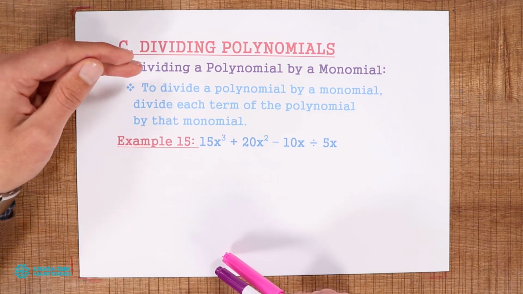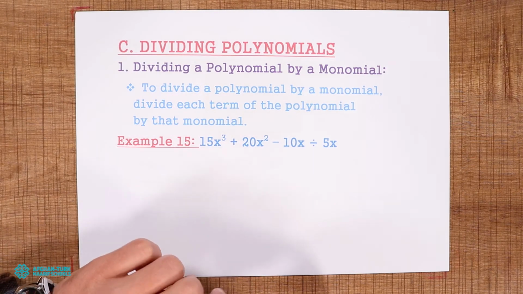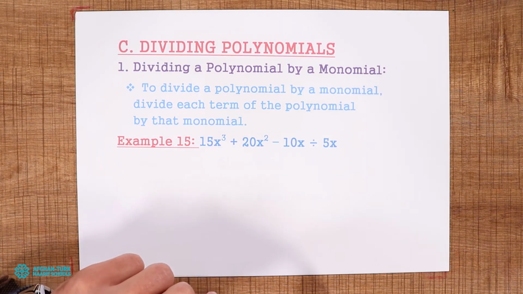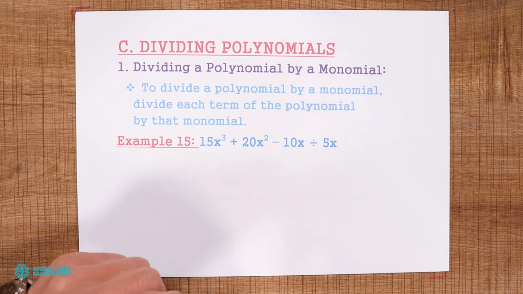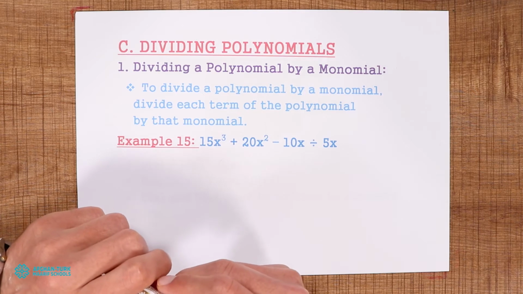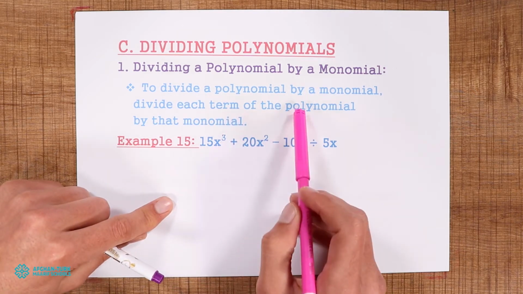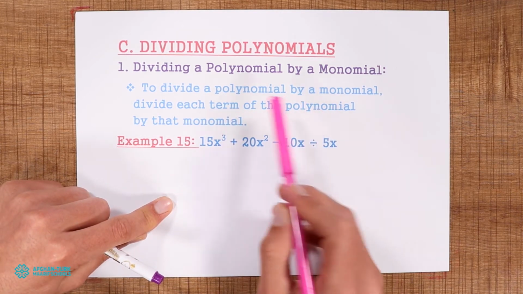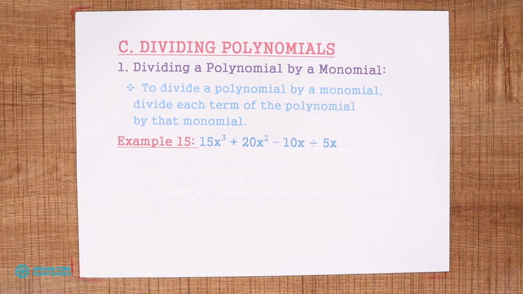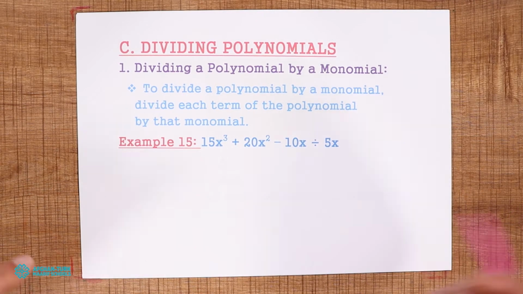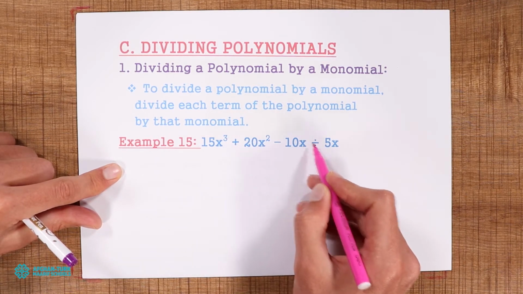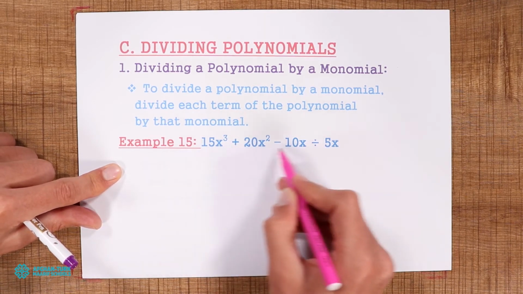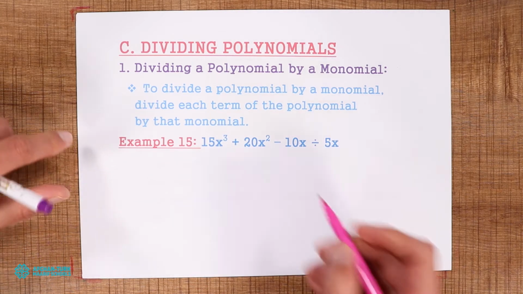So, dividing a polynomial by a monomial. To divide a polynomial by a monomial, divide each term of the polynomial by that monomial, as you studied before in multiplication of polynomials. The same for dividing, you will divide each term of the polynomial by the monomial which is given. For example, here, we have 15x to the power of 3 plus 20x squared minus 10x, and this polynomial is divided by 5x.